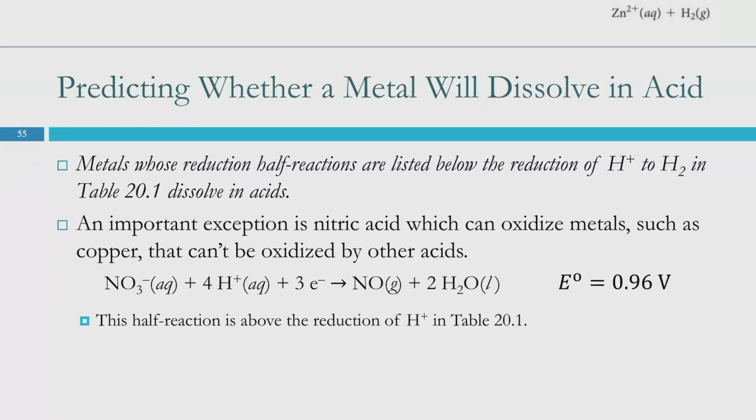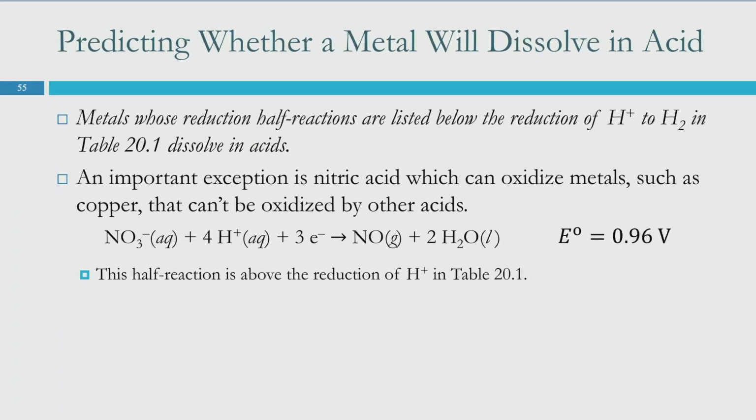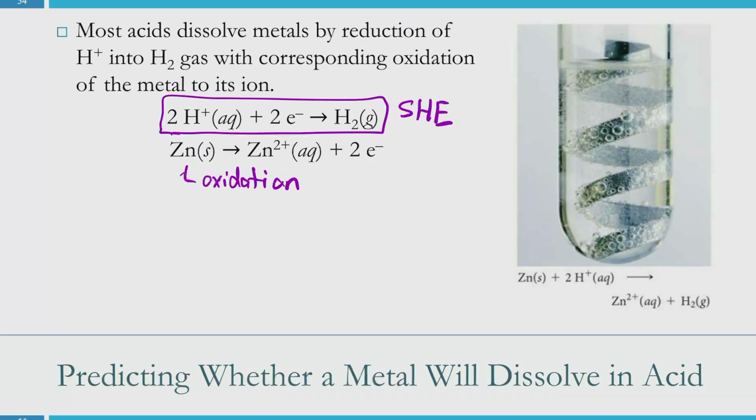Our rule of thumb, our memorizing rule, is that metals with their half reactions listed below the reduction of H plus to H2 will dissolve in acids. So our standard hydrogen electrode is listed kind of in the middle of our table. Anything that's below that, flipped, will be spontaneous. So any metal that shows up below our standard hydrogen electrode will dissolve in acid.